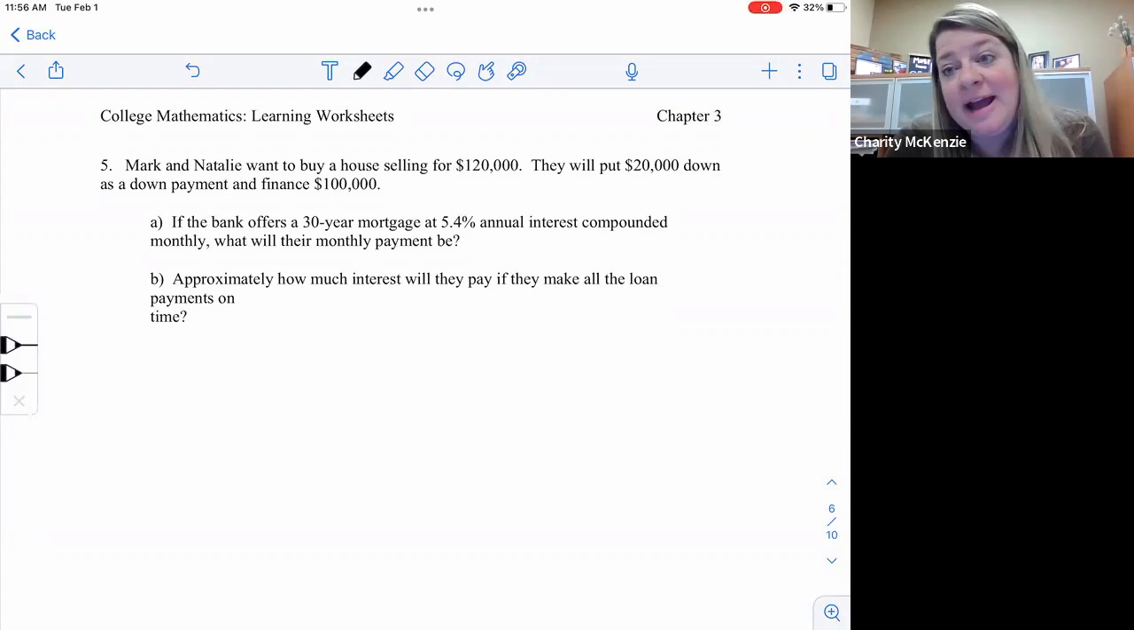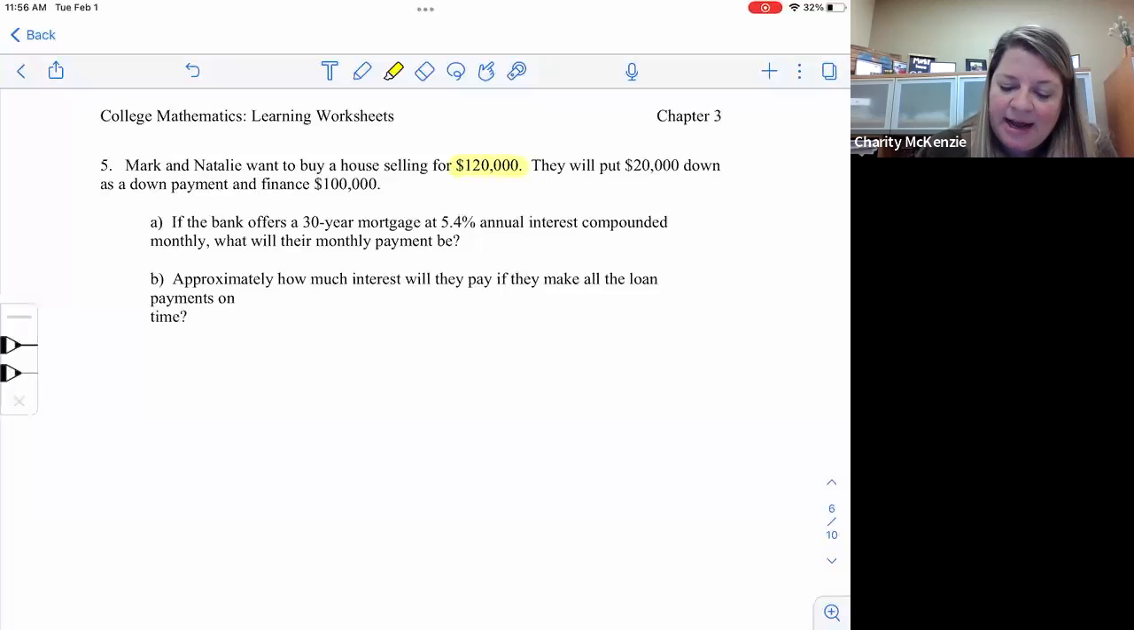Mark and Natalie want to buy a house. I wish you could buy a house for 120,000, but not anymore, or at least not here. They will put 20,000 down as a down payment, and they will finance 100,000. If the bank offers a 30-year mortgage at 5.4%, oh, that's a huge rate. So unrealistic here, to be honest with you. Houses aren't 120,000 right now, and your rates are around 2 to 3%. So really good rates, but really high prices.